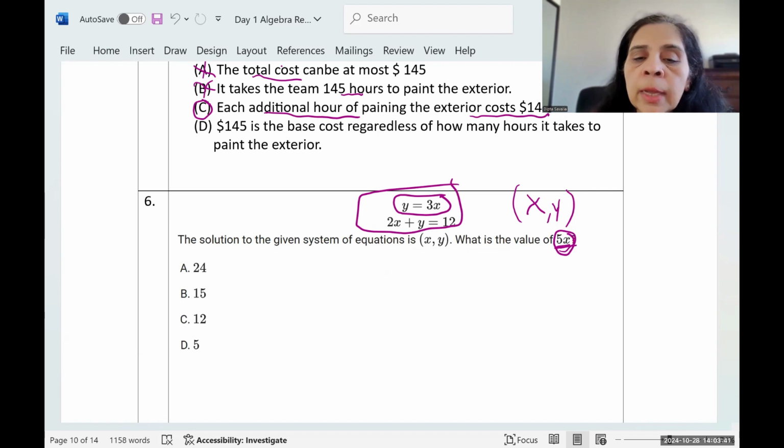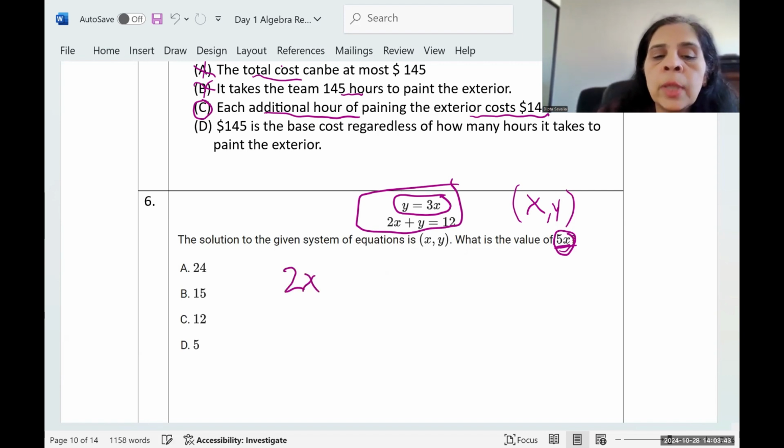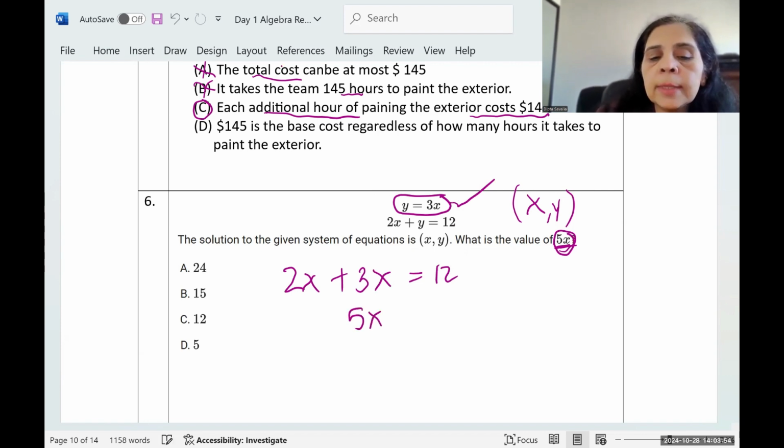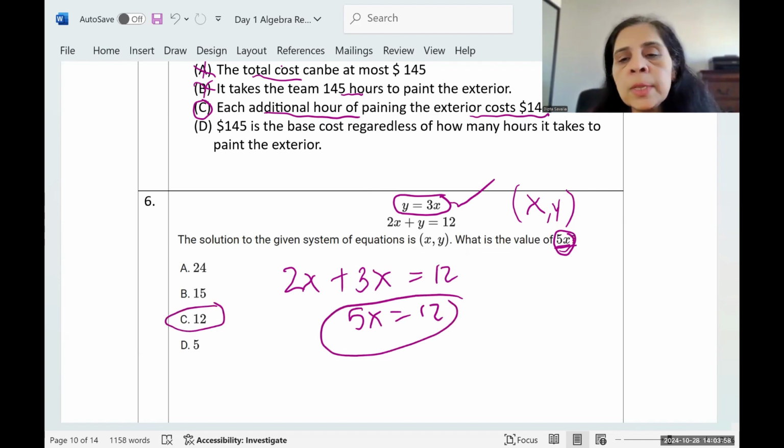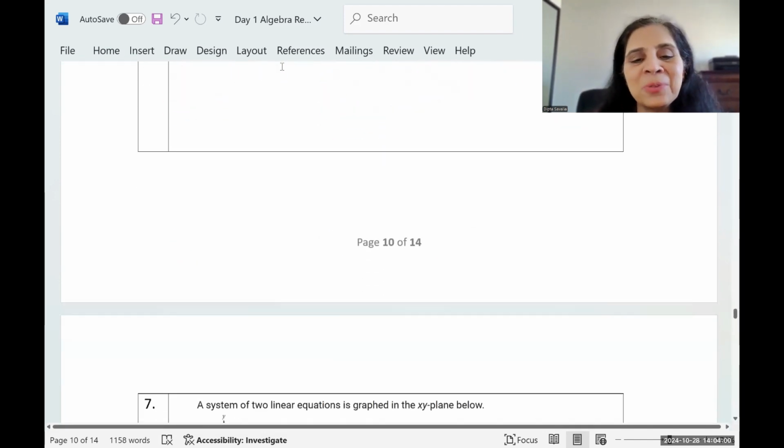I can just plug in this value. Look at this, 2x plus y. My y is what? It's given 3x. So we can write 5x equals 12, and that's what we are looking for. Some easy questions, some a little challenging ones.